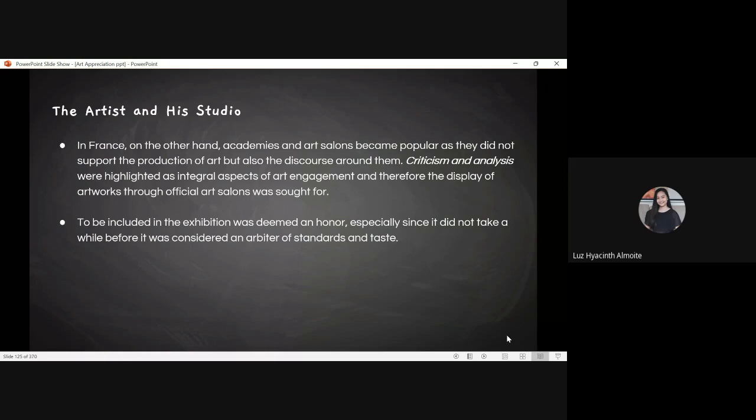In France, on the other hand, academies and art salons became popular as they did not only support the production of art but also the discourse around them. Criticism and analysis were highlighted as integral aspects of art engagement, and therefore the display of the artworks through official art salons was sought for. So to be included in the exhibition was deemed an honor, especially since it did not take a while before it was considered an arbiter of standard and taste.